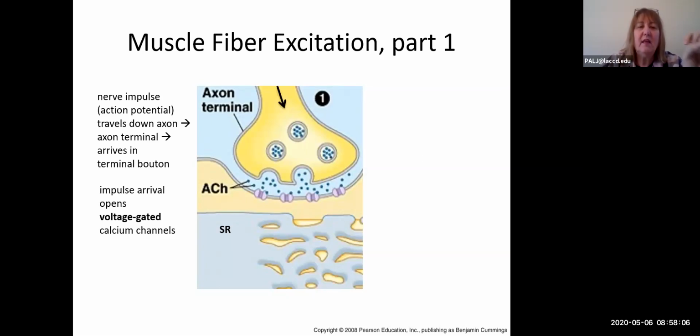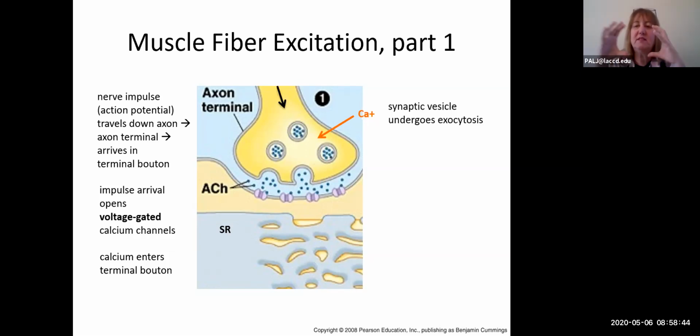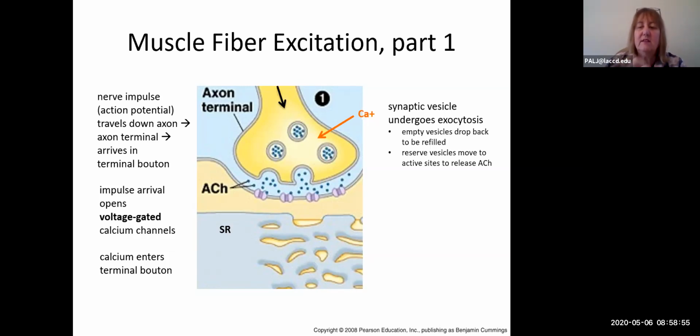When it arrives there, that impulse is going to open calcium channels. Now these are not ligand gated because there's no neurotransmitter that has to bind to them. So these are what are called voltage gated calcium channels. It's the change in the voltage which opens these calcium channels. So when that impulse travels down to the voltage gated calcium channel, it's going to open, causing the influx of calcium ions, which then is going to make those synaptic vesicles filled with their neurotransmitters undergo exocytosis, releasing their contents into the synaptic cleft.